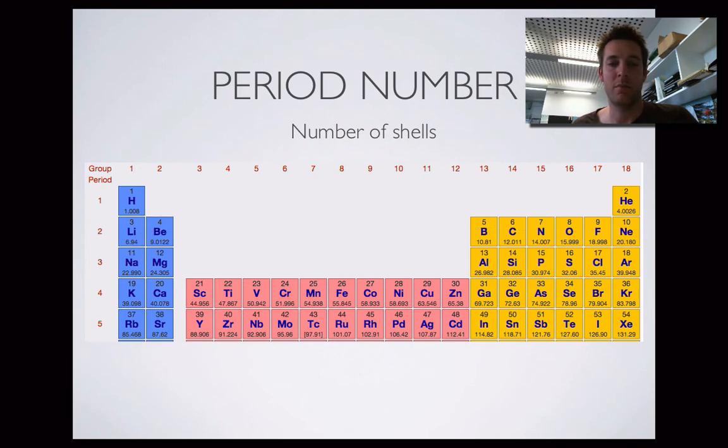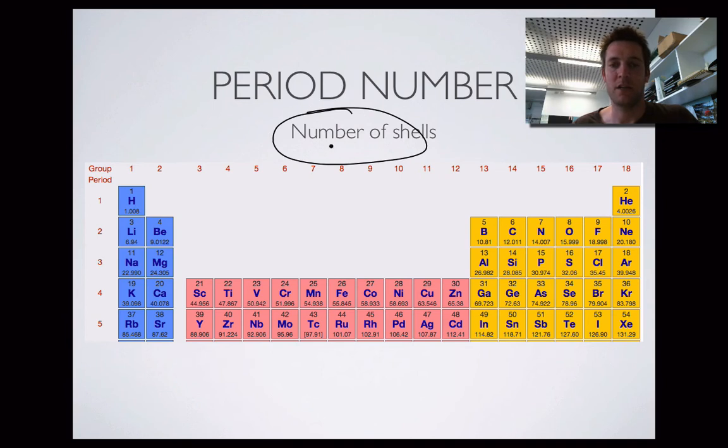Okay, so they're numbered 1, 2, well, I think there's 7 periods at the moment in the periodic table. Maybe one day when we discover more elements there might be more, but for the time being there aren't. I've just shown 5 here on this diagram. But anyway, the period number, quite simply, tells us the number of shells. So lithium has 2 electron shells. As we know from its group, it's got 1 in its outer shell.